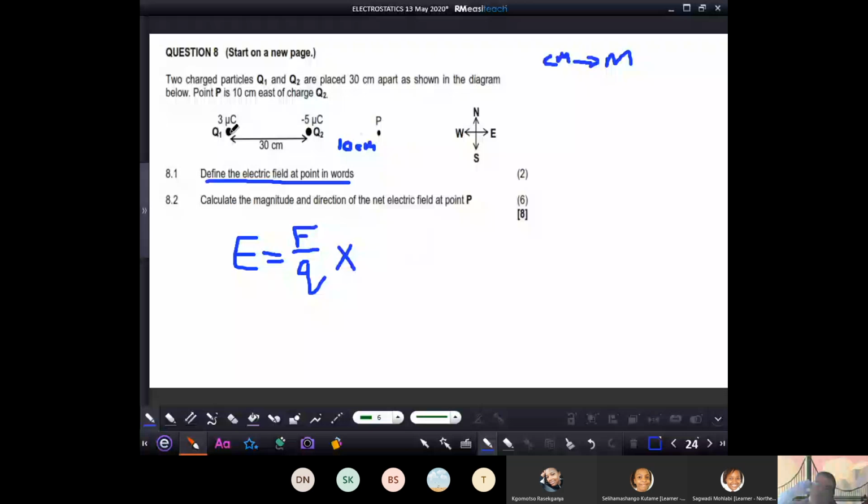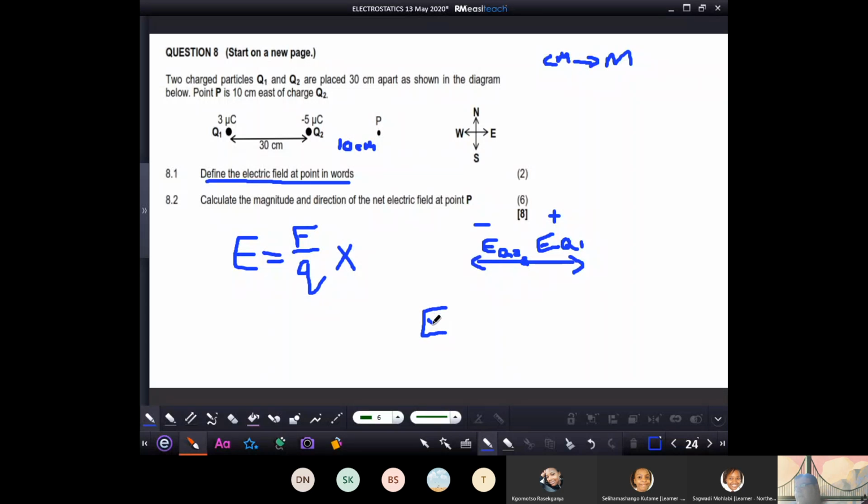So first of all, we need to draw ourselves an electric field diagram. There's point P. Q2 is a negative and P will be a positive according to our definition, so P will be attracted by Q2. This will be the electric field caused by Q2, towards Q2. And for Q1, it is a positive, so P is also positive. Q1 will push P away. So this will be the field caused by Q1. Immediately we put in our signs: this side will be positive, that side will be negative.